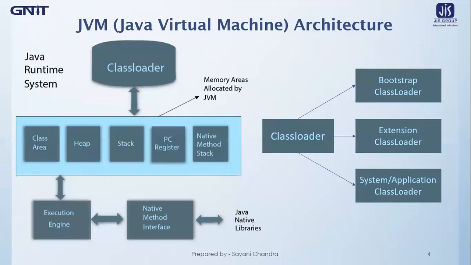The next topic of today's lecture is Java Virtual Machine Architecture or JVM architecture. So we have already told that JVM is an abstract machine. It has no physical existence. It is just a specification that provides the runtime environment in which Java bytecode can be executed. JVMs are available for many hardware and software platforms. That means JVM is platform dependent. That also we have discussed in the previous lecture.